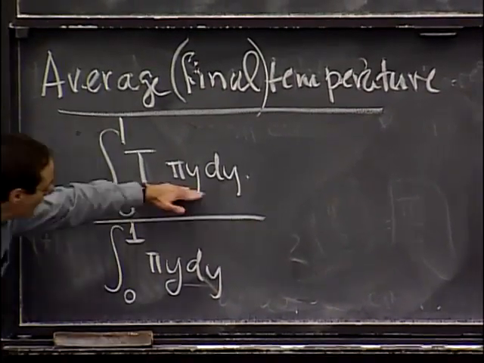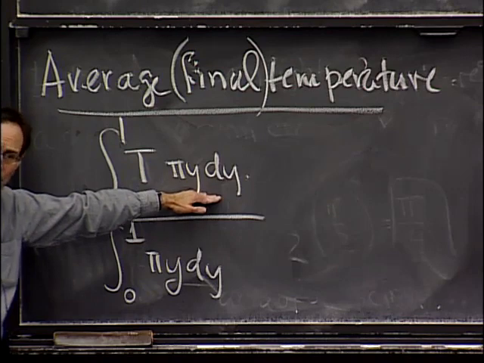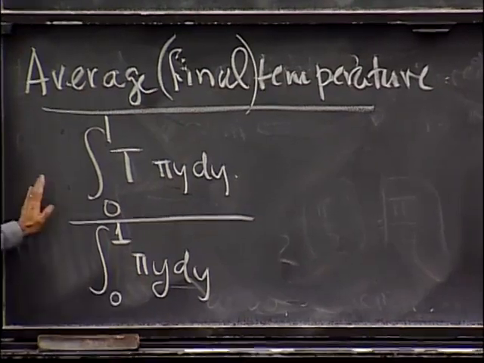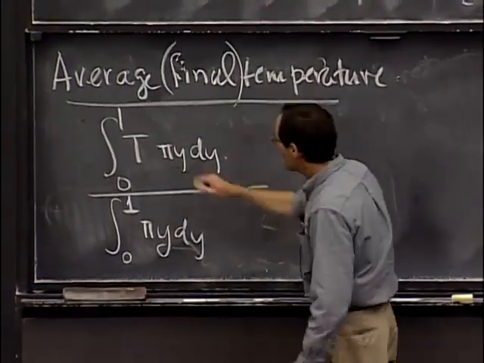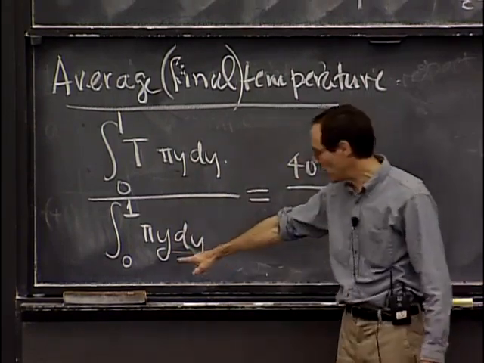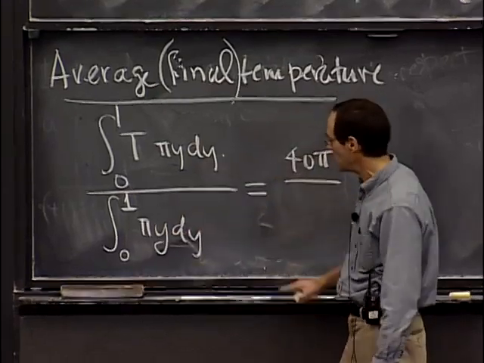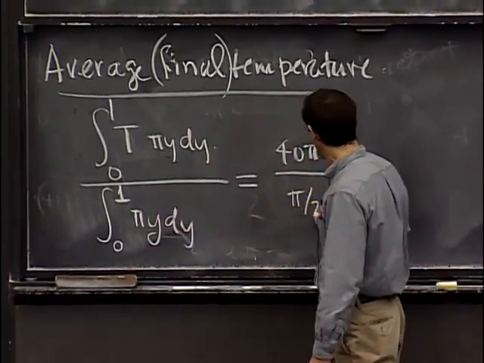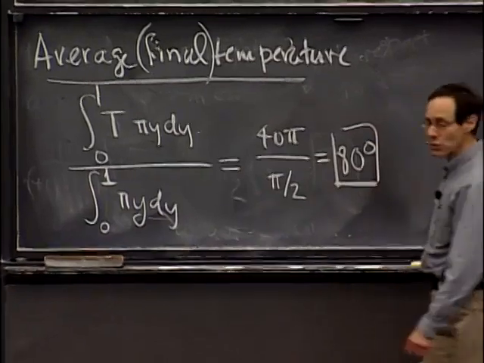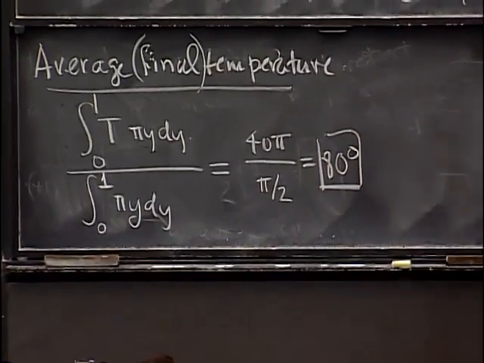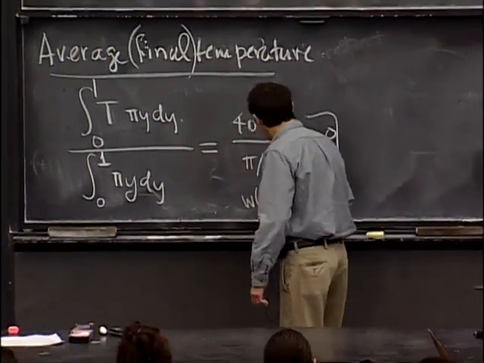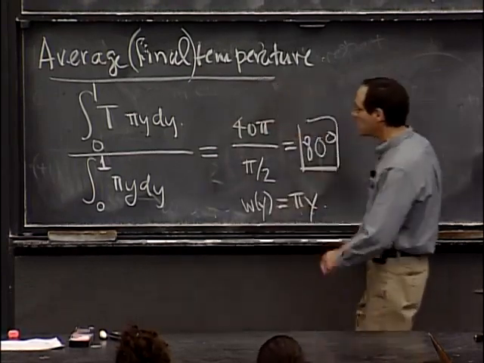So this is the total temperature weighted appropriately to the volume of water that's involved at that temperature, divided by the total volume of water. And we computed these two numbers. The number in the numerator is what we called 40 pi. And the number in the denominator, actually, this is easier than what we did last time with shells. You can just look at this and see that it's the area under a triangle. It's pi over 2. And so the answer here is 80 degrees. This is the average temperature. Note that this is a weighted average. The weighting here is different according to the height. The weighting factor is pi times y.